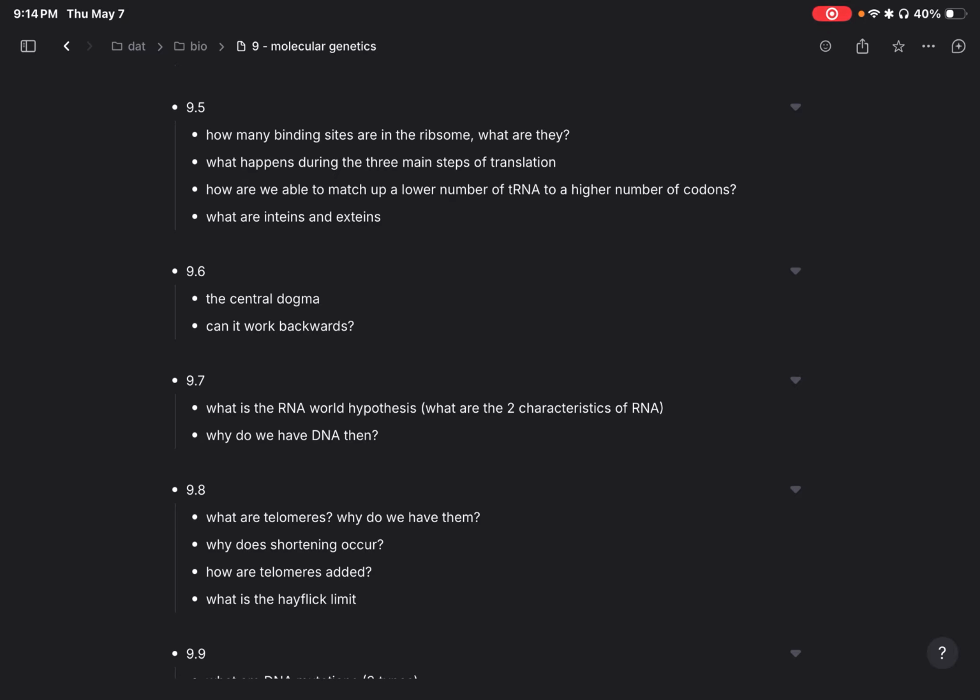Central dogma, like I said, it's going from DNA to mRNA to protein.